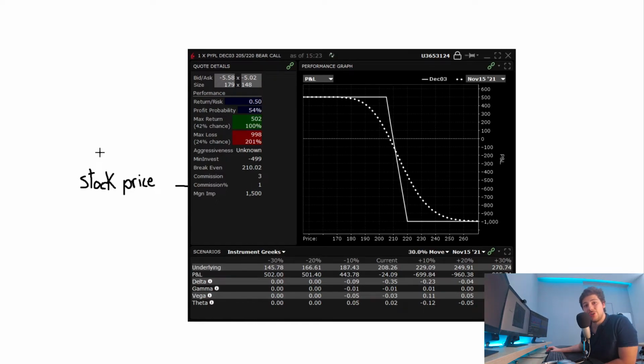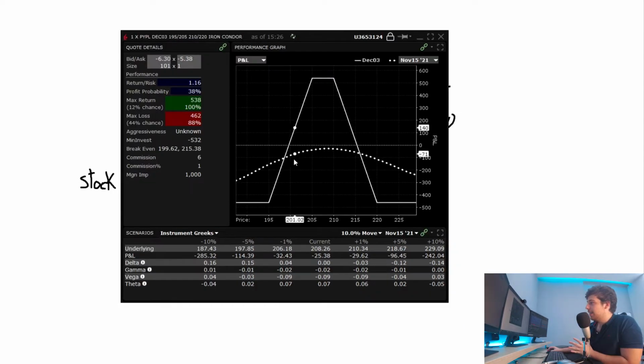The last kind of chart you're going to see is the iron condor. If you combine both a bearish spread and a bullish spread, you'll get an iron condor. Basically, on an iron condor, you're not betting on any side. You just want the stock to stay within a range. This is an example of an iron condor. Your maximum return is $538, and that's going to happen when it stays between, for example, 205 and 210. And your maximum loss is $462, and that's when it goes below $195 or goes above $220.